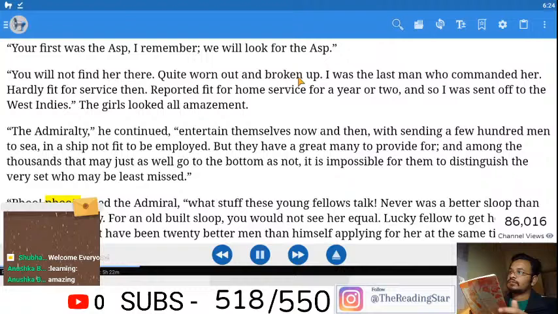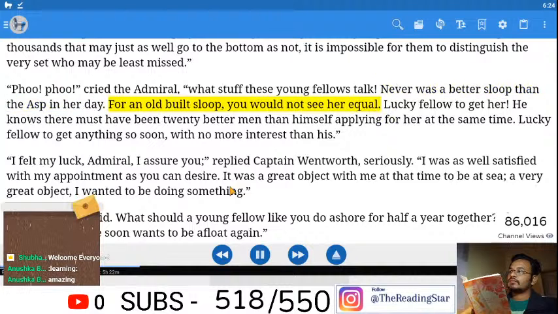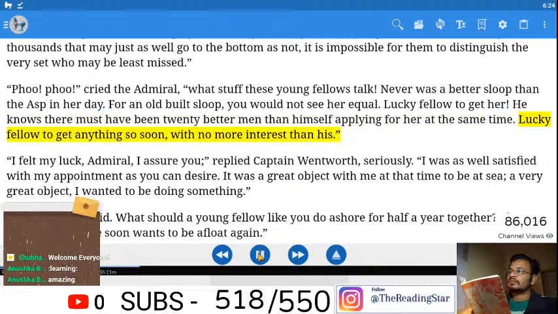"Phoo, phoo," cried the Admiral, "what stuff these young fellows talk. Never was a better sloop than the Asp in her day. For an old-built sloop, you would not see her equal. Lucky fellow to get her. He knows there must have been twenty better men than himself applying for her at the same time. Lucky fellow."